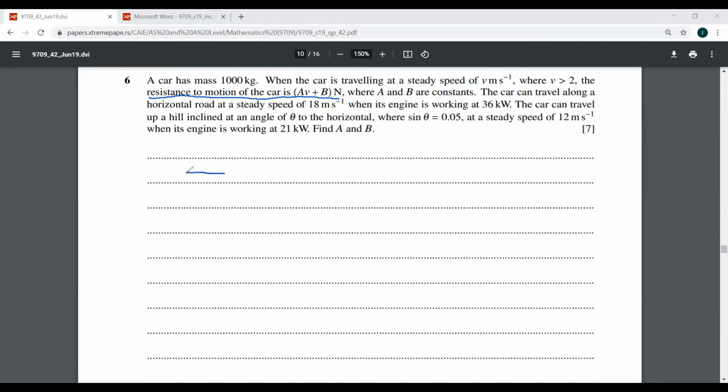The car can travel along a horizontal road at a steady speed of 18 meters per second. So here is a car going on a horizontal road. This is my car, okay? This is going at a speed of 18 meters per second. When the engine is working at 36 kilowatts, like the power over here, we have the power which is going to be 36.